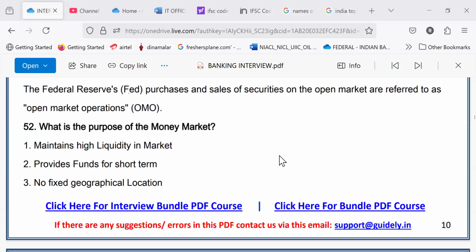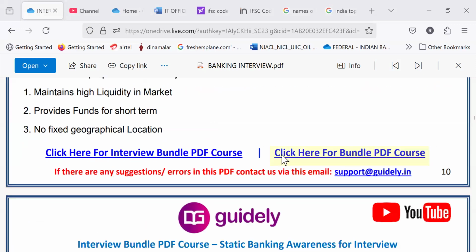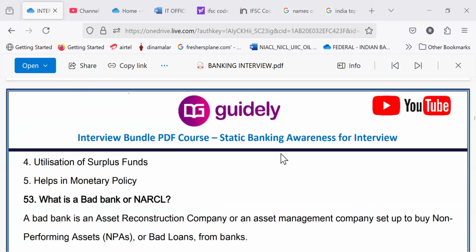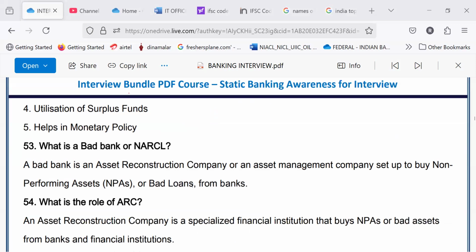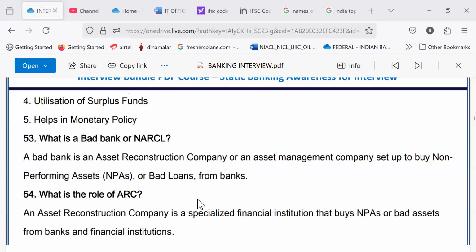Now continue. What is the 52. purpose of money market? What is the purpose of money market? Maintains high liquidity in the market, provides funds for short term, no fixed geographical location. Fourth, utilization of surplus funds, helps in monetary policy. Good. Continue. 53. What's a bad bank or NARCL? It is an asset reconstruction company or an asset management company set up to buy non-performing assets or bad loans from the banks. Continue.